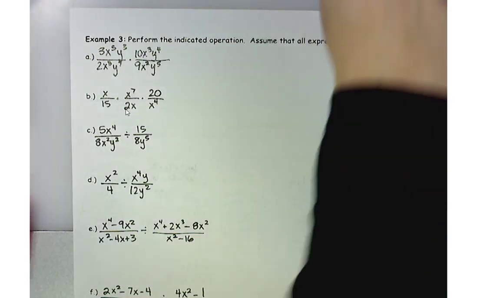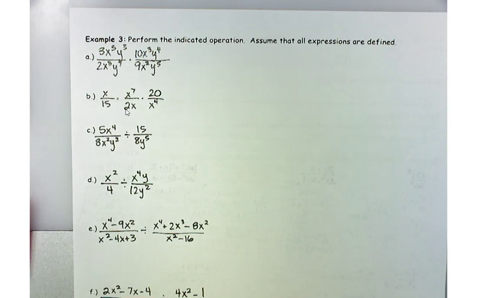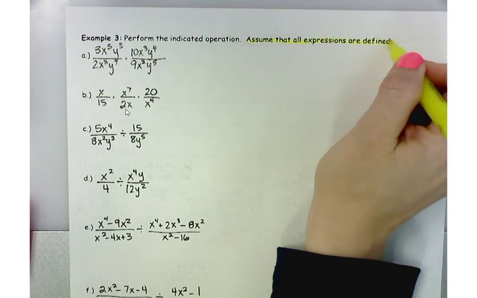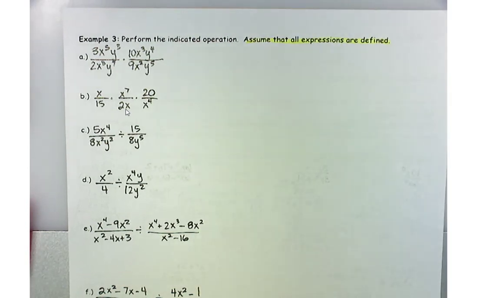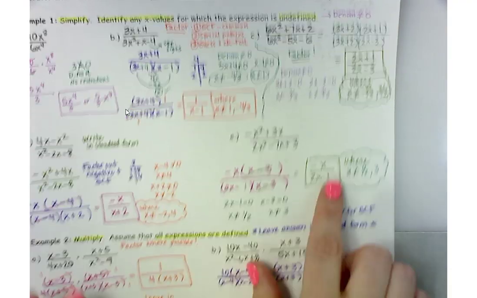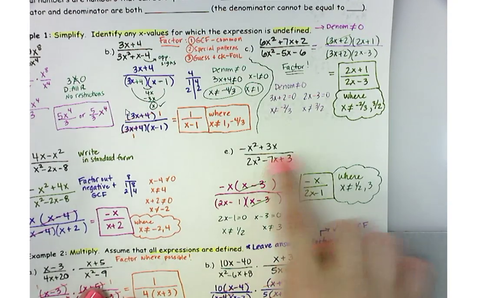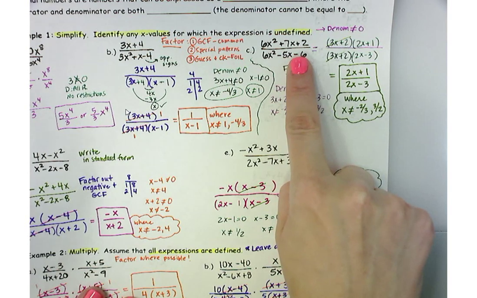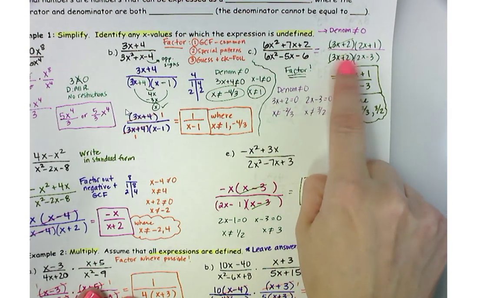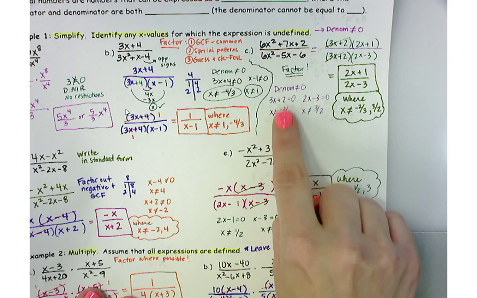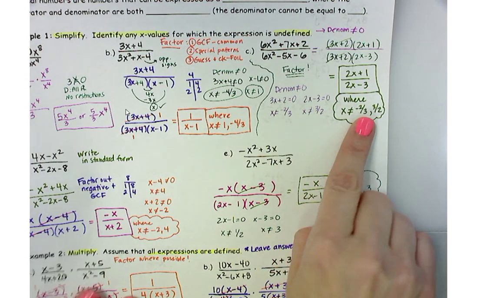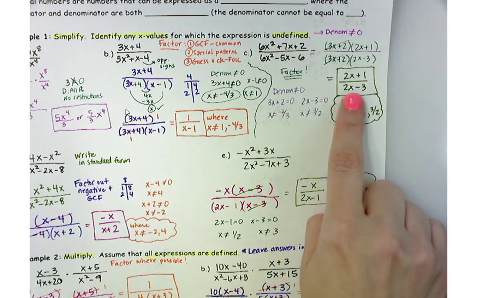All right, so example 3 says to perform the indicated operation, and whenever it says assume that all expressions are defined, that means you don't have to list the restrictions, okay? So yesterday we did have to list some of the restrictions. It was whenever you had a denominator with a variable in it, remember you had to set the entire denominator equal to 0 to figure out what values of x would make the denominator 0.